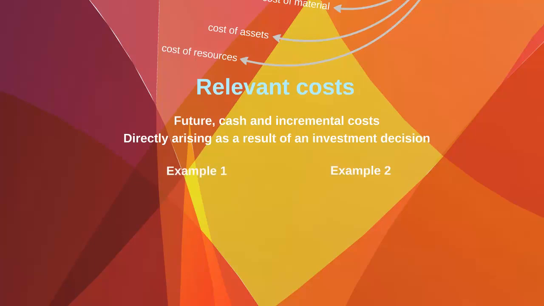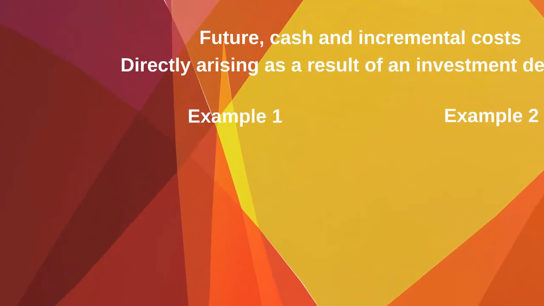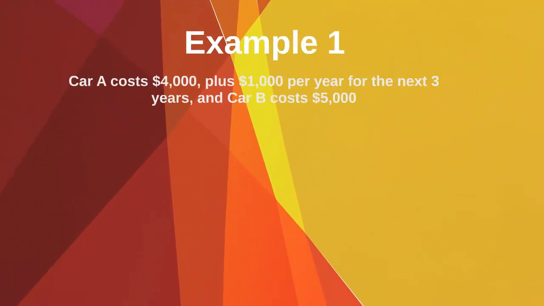So let's look at a couple of examples to show you what I mean. Example number one, we're going to buy a new car. We have car A that costs $4,000 but costs $1,000 per year for the next 3 years. And we have car B that costs $5,000. So the initial cost of car A is far lower, but the total cost is higher because, of course, $1,000 a year for the next 3 years, that's $3,000 plus the $4,000 for the initial cost, giving us $7,000 in total for car A, $2,000 more than car B costs.